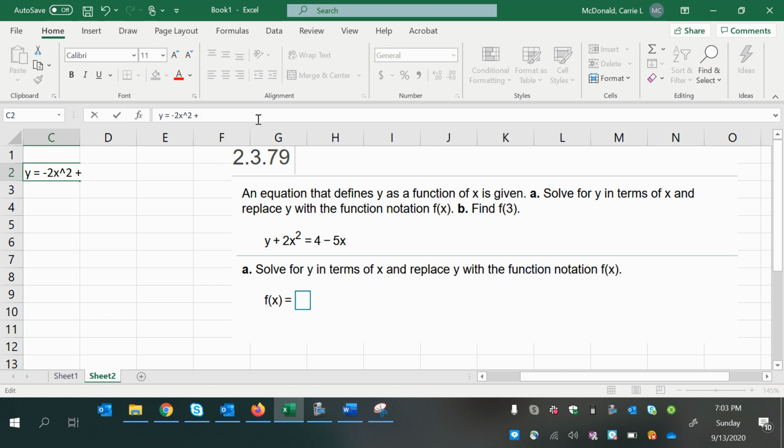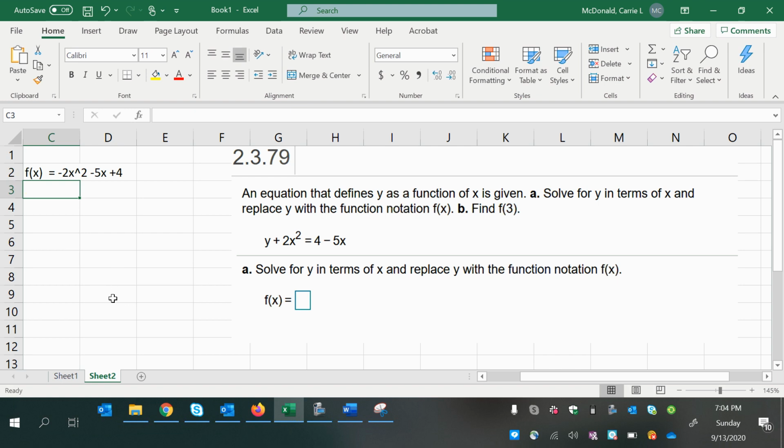And then after that, we have the rest of what's already there, but I'm going to put it in descending order of powers of x. So instead of putting the 4 first, I'm going to put negative 5x, just because it feels better to me to have them in order. Okay. So now that is the function, but then we replace the y with f of x. Okay, so that should be the answer to part A.